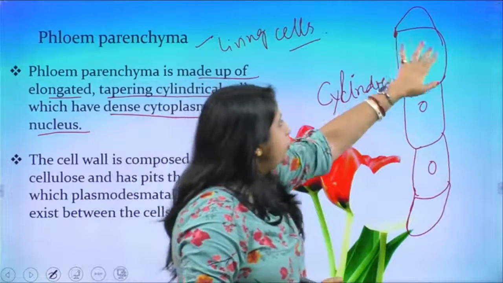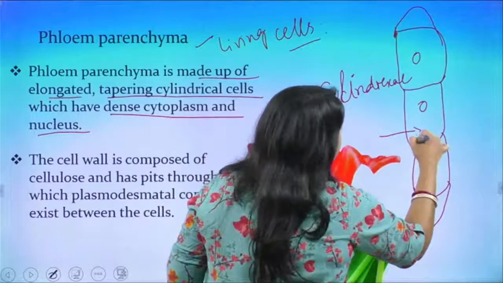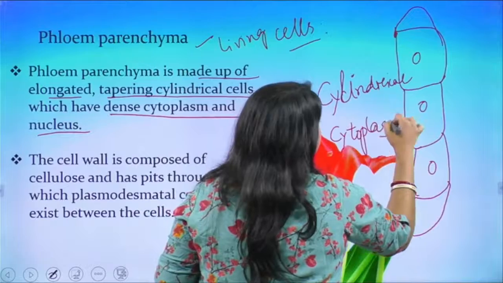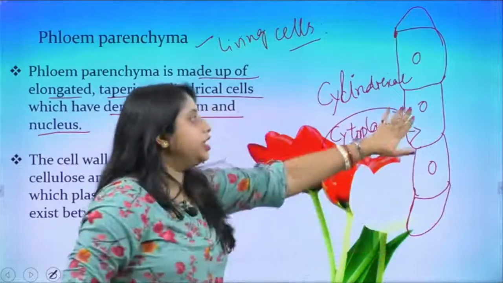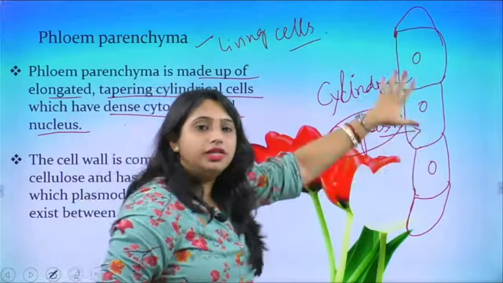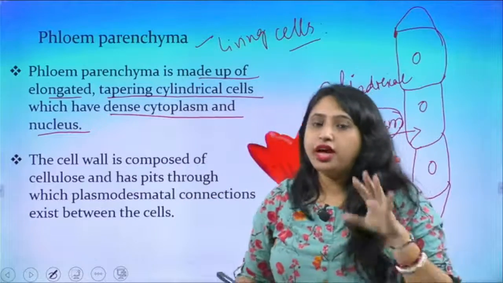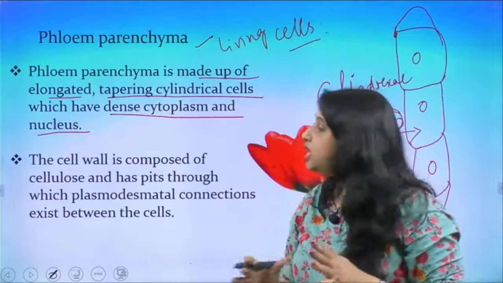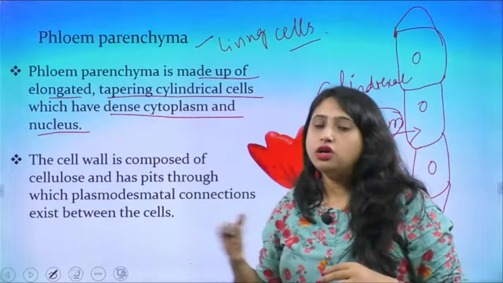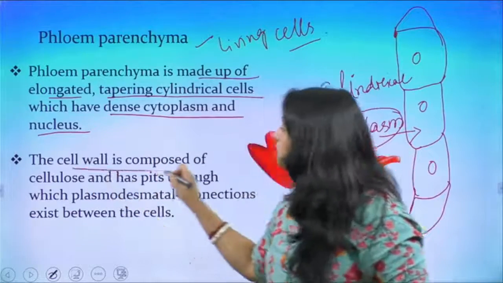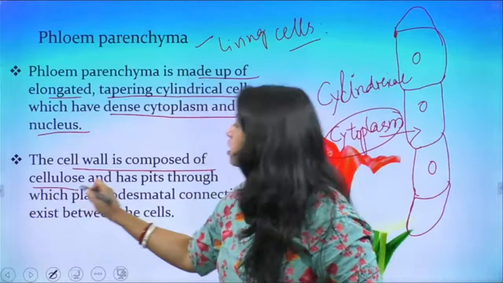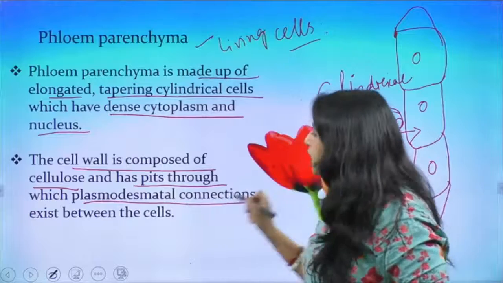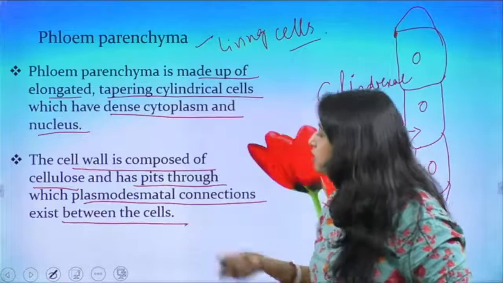So this area, full area, is called your cytoplasm, where the nucleus and all other cell organelles lie. It is basically a matrix, okay? It provides support to the plant. The cell wall is composed of cellulose and has pits through which plasmodesmata connections exist between the cells.